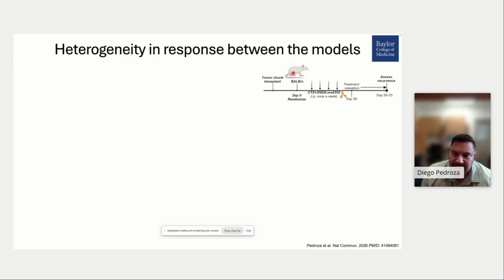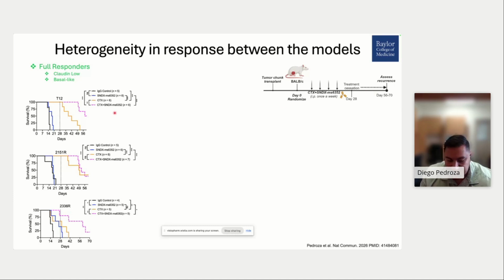We can transplant the mouse models. We wait about a week and a half. These mice have palpable tumors by then. And then we randomize the mice. We give the treatment, 4 weekly treatments with immunostimulatory cyclophosphamide, again, just once a week. And then we stop the treatment after 4 weekly treatments at day 28. And then we assess recurrence.